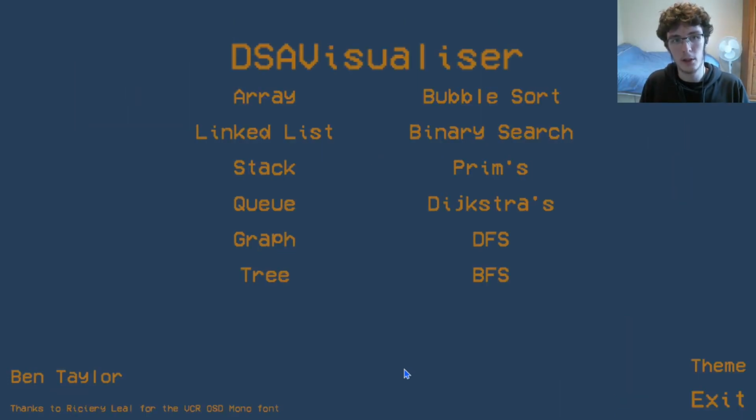So that's been Dijkstra's algorithm, certainly the most difficult algorithm or the most difficult concept in this whole series. But the next video is going to be about depth first search and breadth first search.